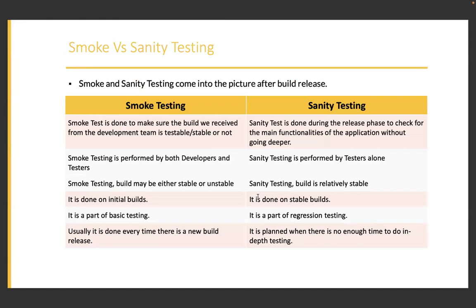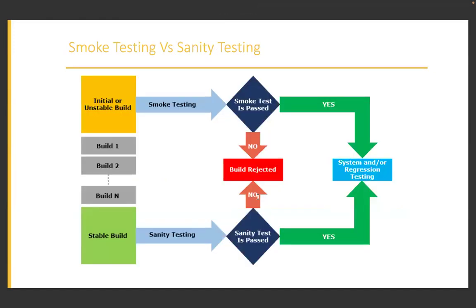Perfect. Moving on, we have this simple flow chart, guys, which is very straightforward to understand. If smoke testing is passed, the build is accepted. You move to the next, let's say system testing and regression testing. If smoke testing is not passed, you reject the build.